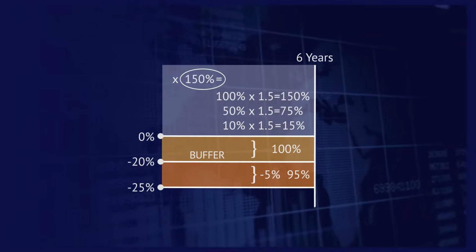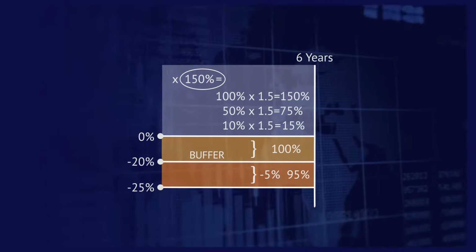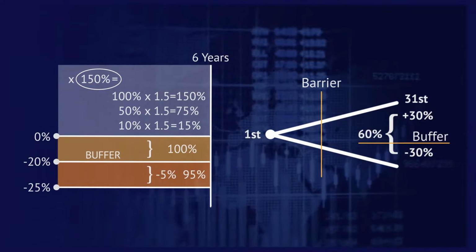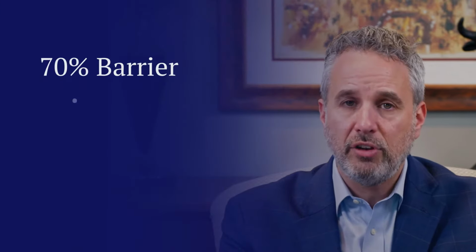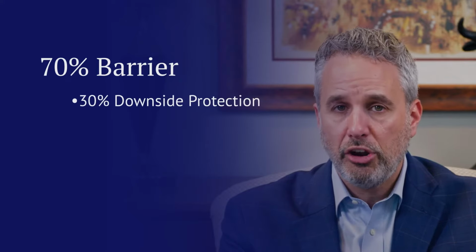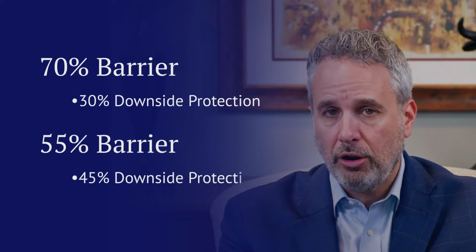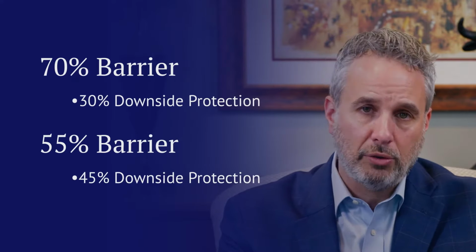When creating callable yield notes, we use what's called a barrier. If you watched the second part of our video series on growth notes, we discussed that those notes used a buffer, which was a hard protection. With our income notes, we use a barrier, which is slightly riskier, so we're going to use a little bit bigger downside protection. We typically create 2 different notes, and we put our clients in whichever one fits their risk tolerances. We do one that's got a 70% barrier, which means it has 30% downside protection, and we do a more conservative 55% barrier, which has a 45% downside protection.